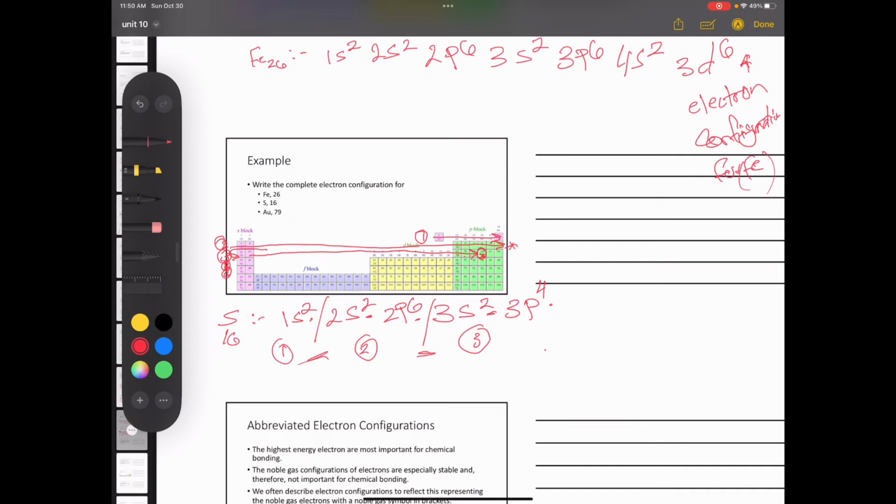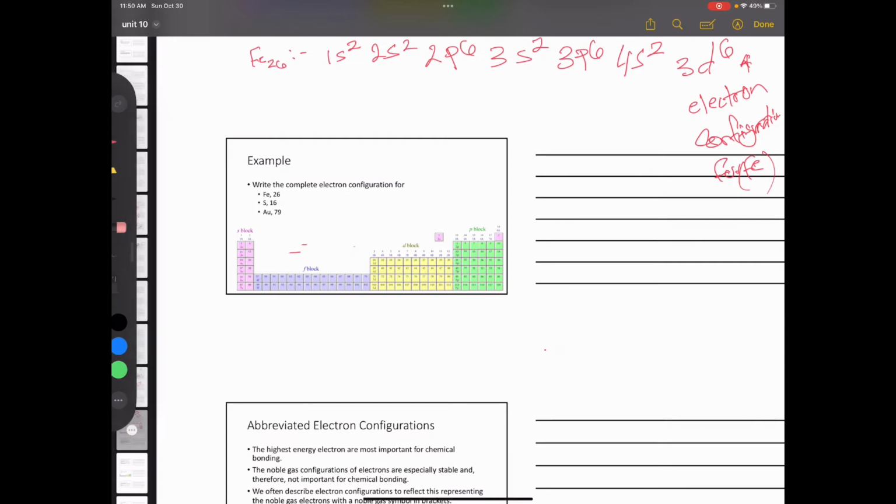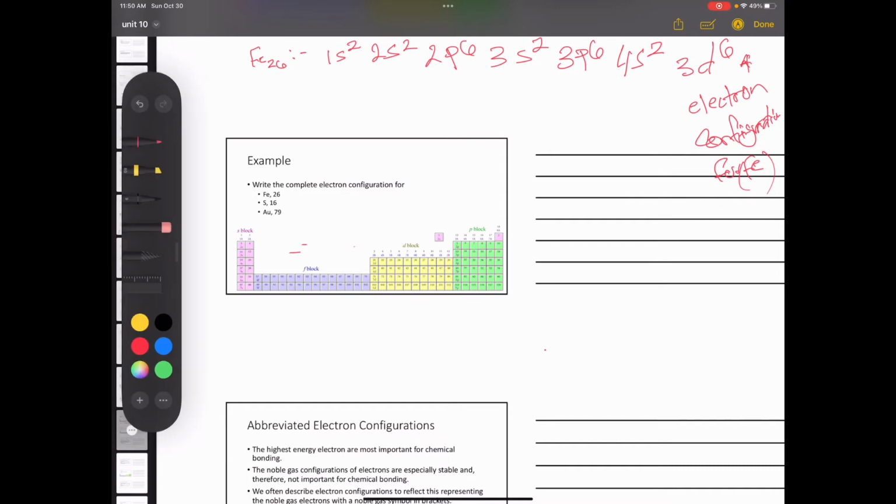Let's do another one. Let's do the gold on this. Let's do an example for the gold. So for the gold, it's 79 electrons. So that's going to be way below on the periodic table. And if you look here, this is where the 79 gold is located.